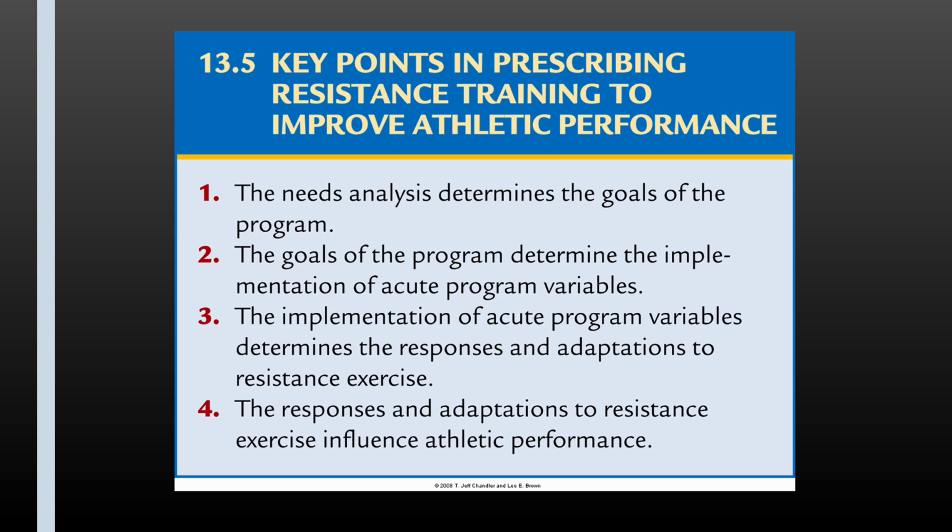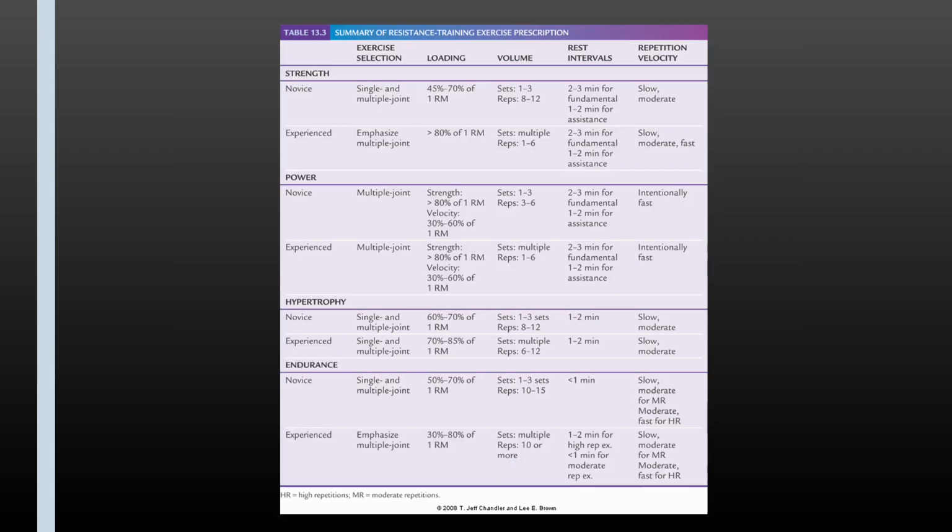Key points in prescribing resistance training to improve athletic performance. This slide and the following slide are the design prescriptions for your critical variables of the intensity, again loading, volume, our rest, as well as our repetition velocity, although it's not a specific variable. Our repetition velocity goes hand in hand with the rest of them.